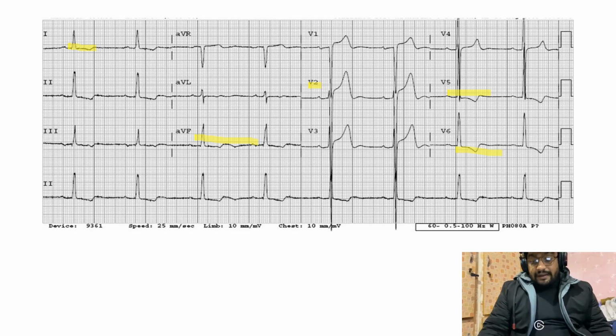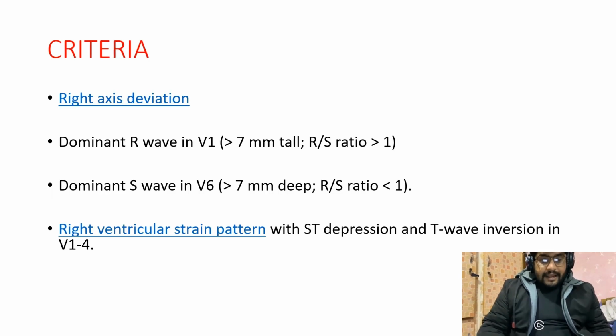So this is our left ventricular strain pattern in the presence of left ventricular hypertrophy. Right. So next up we have right ventricular hypertrophy, and the criteria for it is we will see right axis deviation at this point. Our axis would be shifted towards the right side because the right ventricle has increased in its size, right?